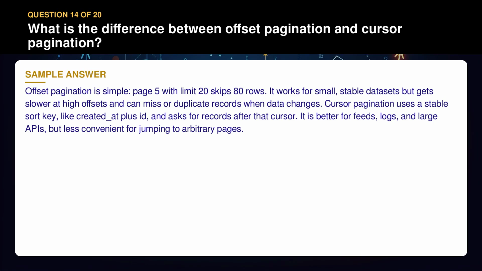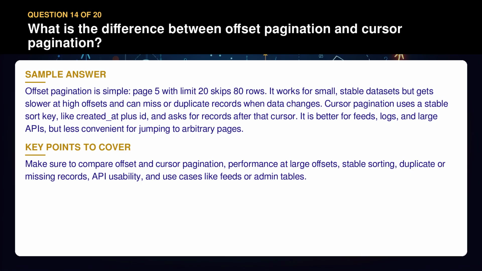It is better for feeds, logs, and large APIs, but less convenient for jumping to arbitrary pages. Make sure to compare offset and cursor pagination, performance at large offsets, stable sorting, duplicate or missing records, API usability, and use cases like feeds or admin tables.